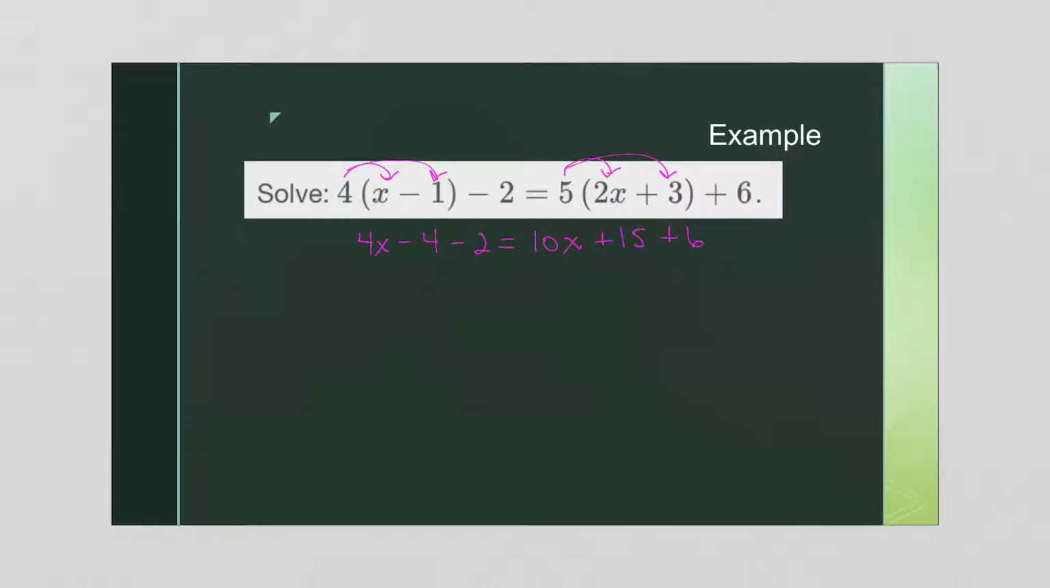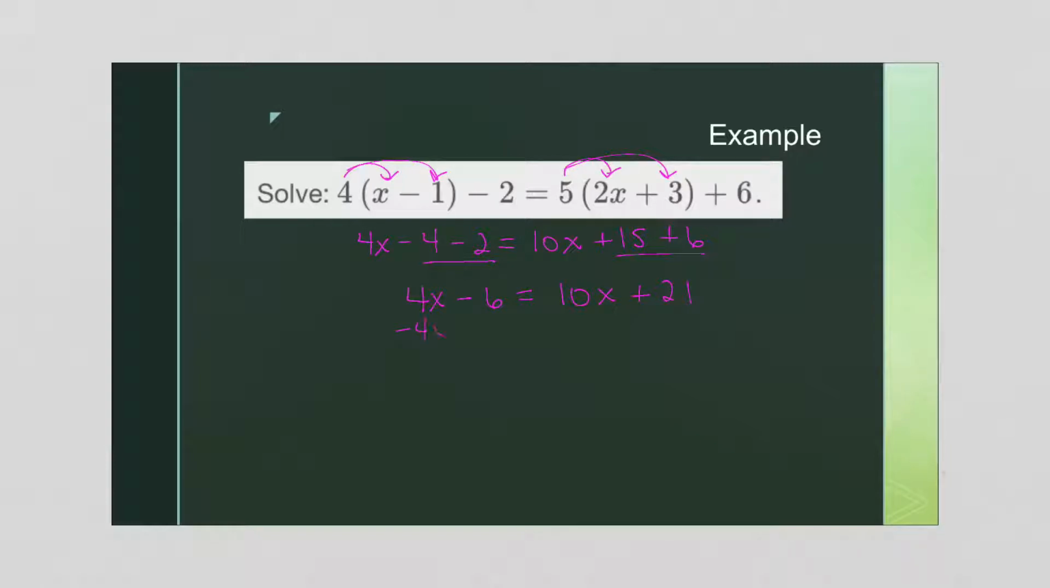Now let's combine our like terms right here and right here. So I've got 4x minus 6 is equal to 10x plus 21. Okay, so now I want to get my constant terms on one side and I want to get my variable terms on the other. And I compare 4x and 10x. 4x is smaller than 10x. So I'm going to move that one to the right hand side.